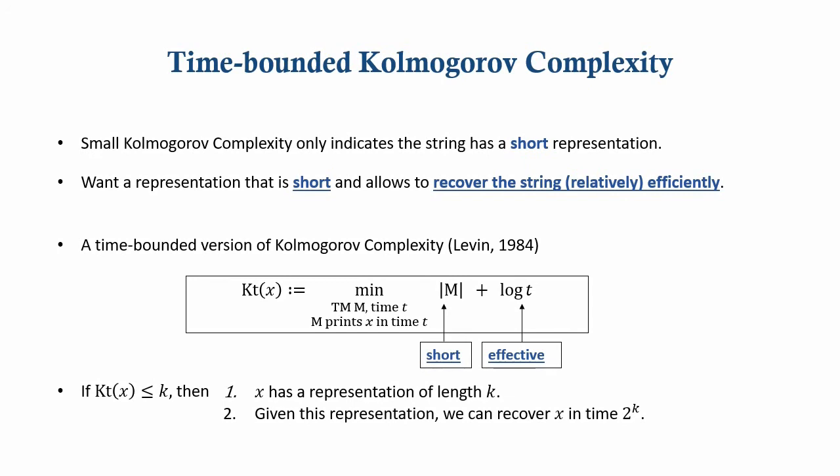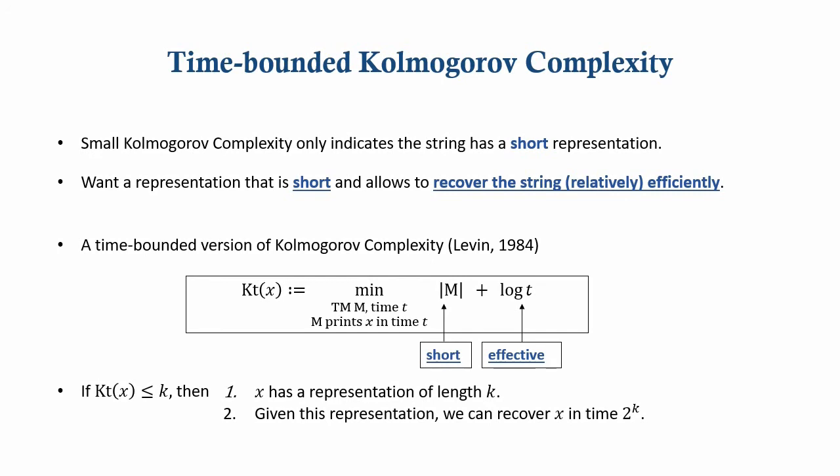In the 1980s, Levin proposed a version of time-bounded Kolmogorov complexity that takes into account the running time of the machine that outputs the string. It is called KT complexity and is defined as follows. For the string x, we again consider all the machines that output x. And for each such machine, we look at the sum of its size and the log of its running time, and we take the minimum of this sum over all these machines.